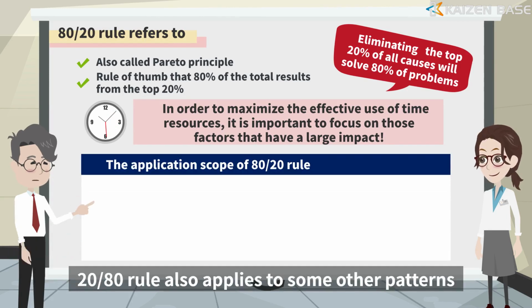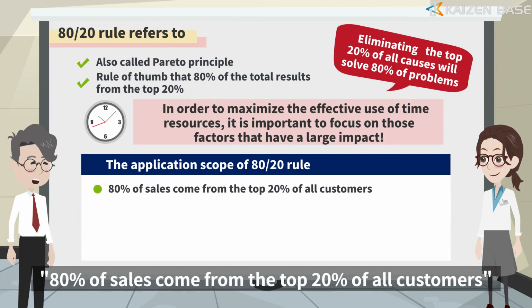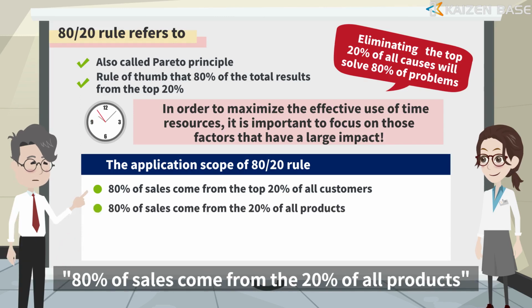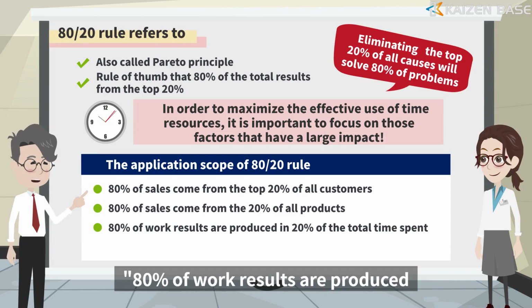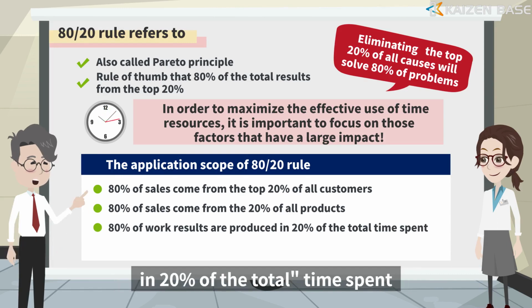20-80 rule also applies to some other patterns. 80% of sales come from the top 20% of all customers. 80% of sales come from the 20% of all products. 80% of work results are produced in 20% of the total time spent.